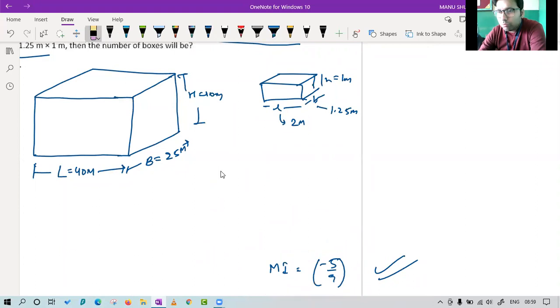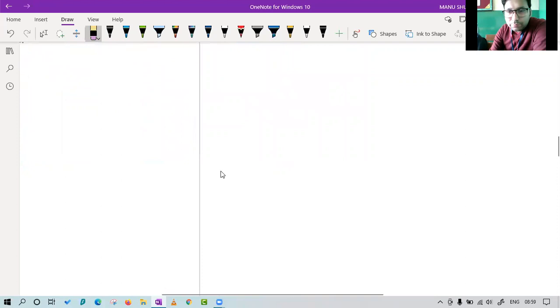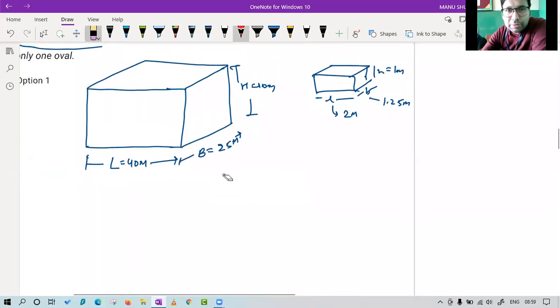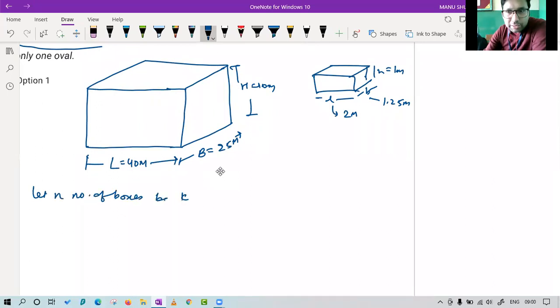Sir, we will find the volume of both the boxes and divide the volume of, okay. I'm asking for the story that we can start with. Yes, Vardhan, try the story that we should write. First, we can assume, let the number of boxes be n. Let n number of boxes be kept in the godown. Now tell me the story.